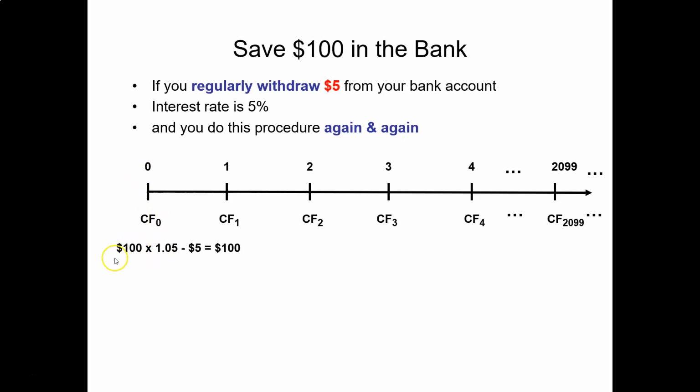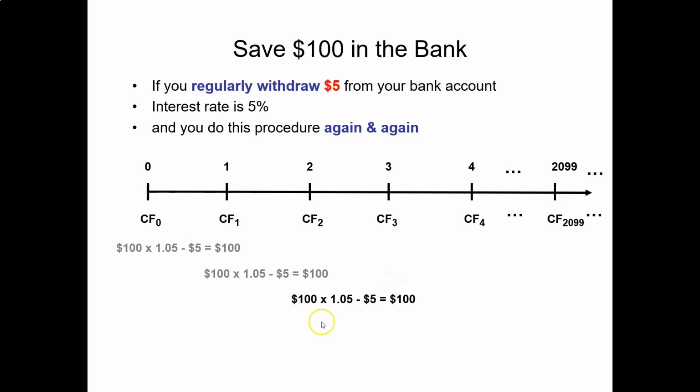In year 0, you have $100. 1 year after, it grows to be $105. You pick up $5 from your bank account. So you have $100 remained in your bank account. 1 year after, that is year 2, the $100 will grow to be $105. Again, you pick up $5 from your account. You have $100 left in your bank account.